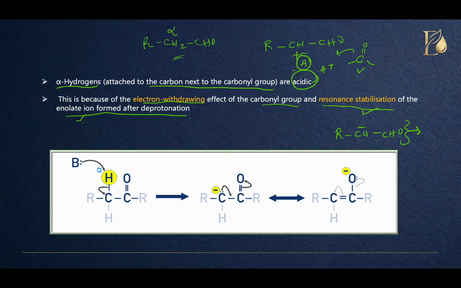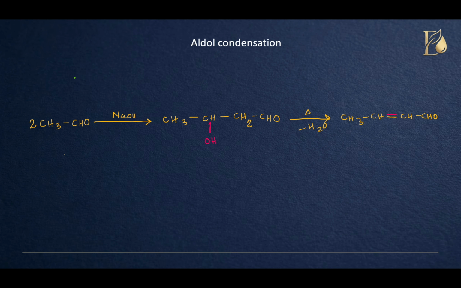This enolate ion has a resonance stabilization. You can look at these resonance structures. This is a carbonyl compound. The proton is removed from here, so that it produces the enolate ion, and it can undergo resonance. So these are the two resonance structures of enolate ion, and because of this resonance stabilization, the removal of alpha hydrogen is feasible. Because of this reason, alpha hydrogens are acidic. Now we can go to what is aldol condensation.